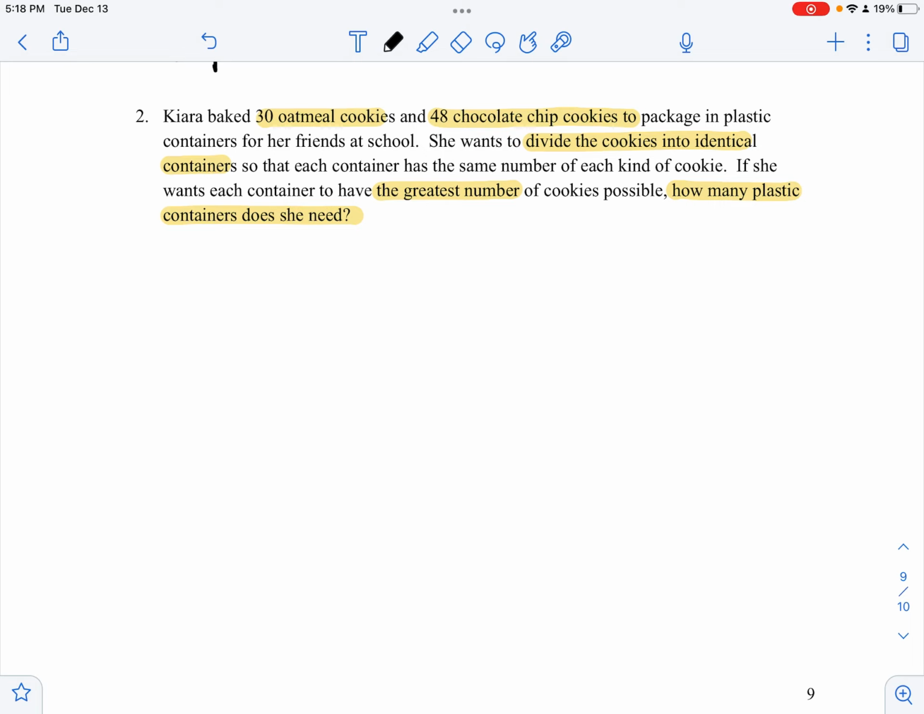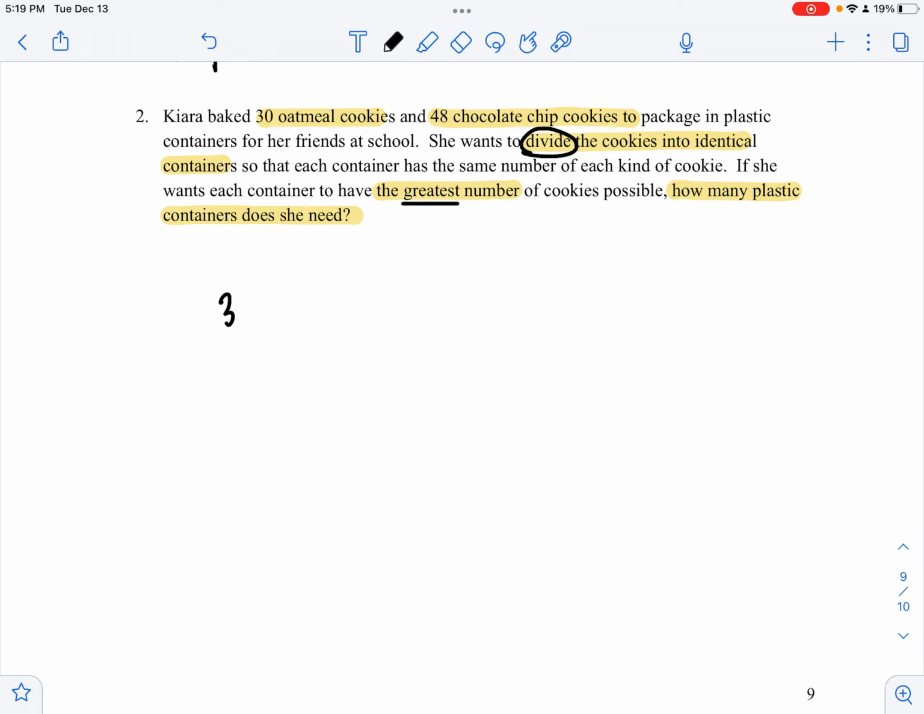First, what's Kiara doing? She's dividing or splitting up the cookies so that they end up in identical groups. That process of splitting up into equal groups is finding the factors, finding out how we can split up 30 and 48 into equal groups. Again, that word greatest, just like the word fewest or least, is a good hint that we're looking for the greatest common factor or the least common multiple. But don't rely too much on that word. You also want to make sure that the context or the situation makes sense for the math you're using.